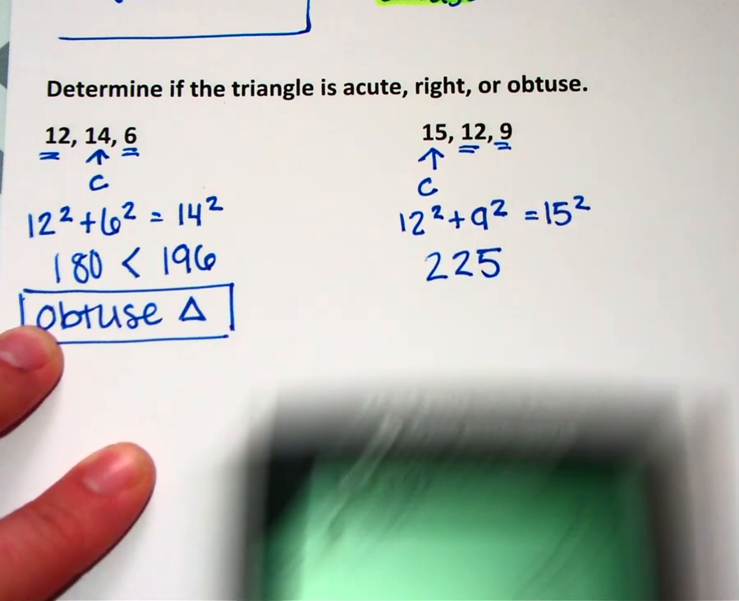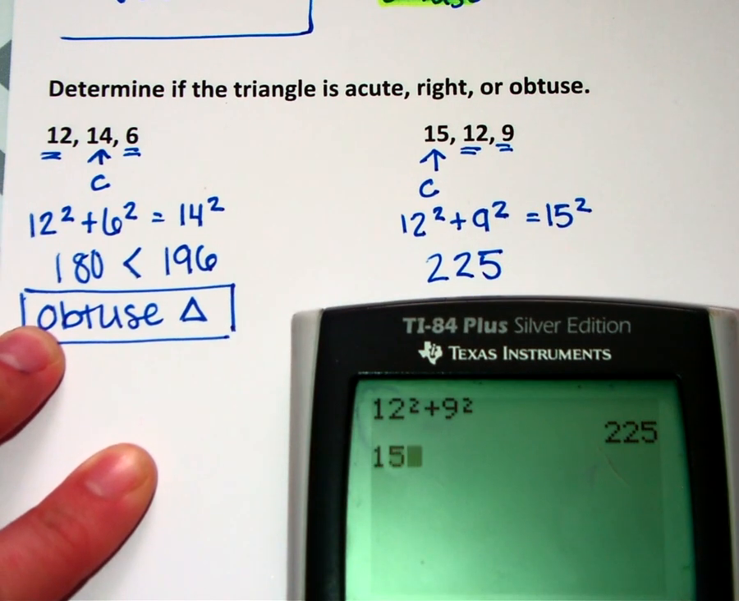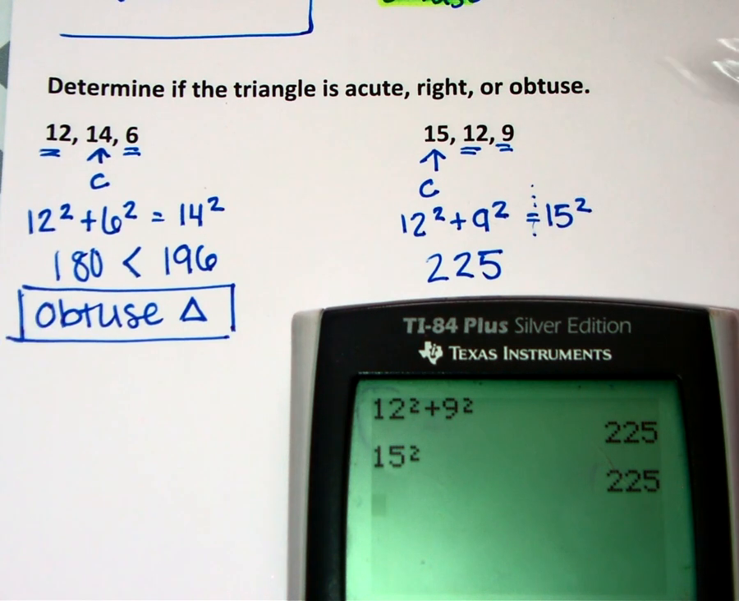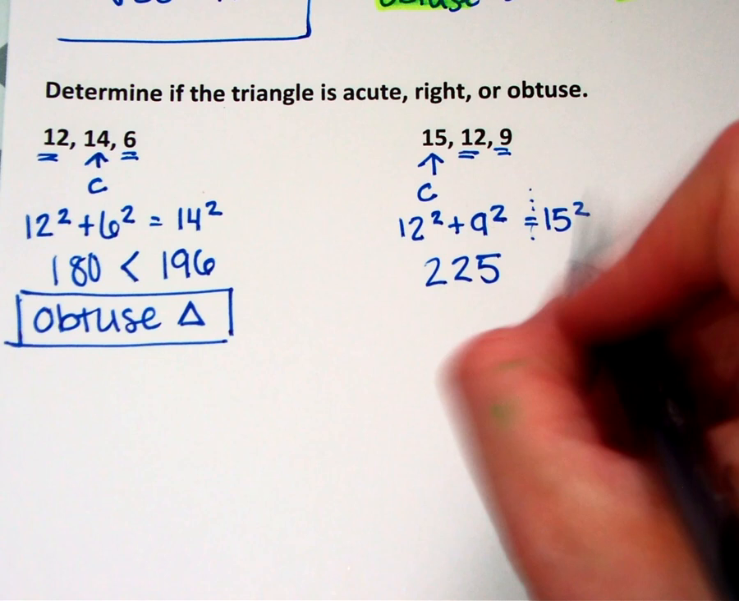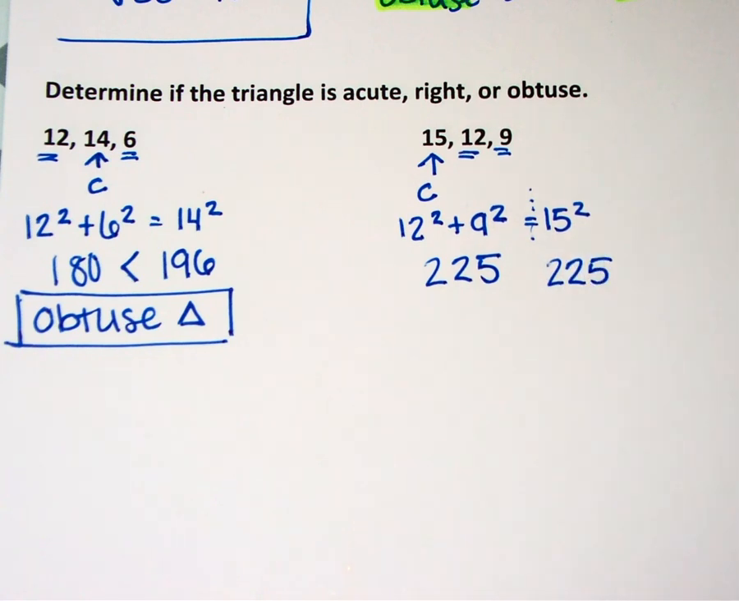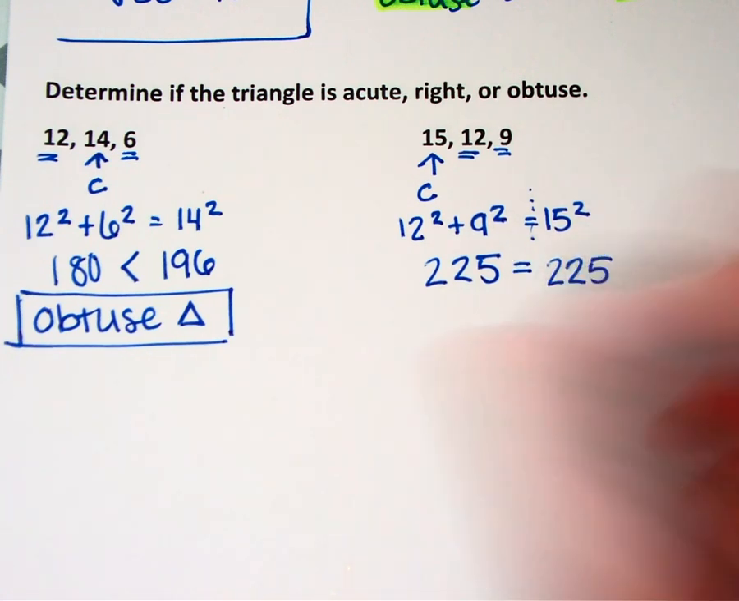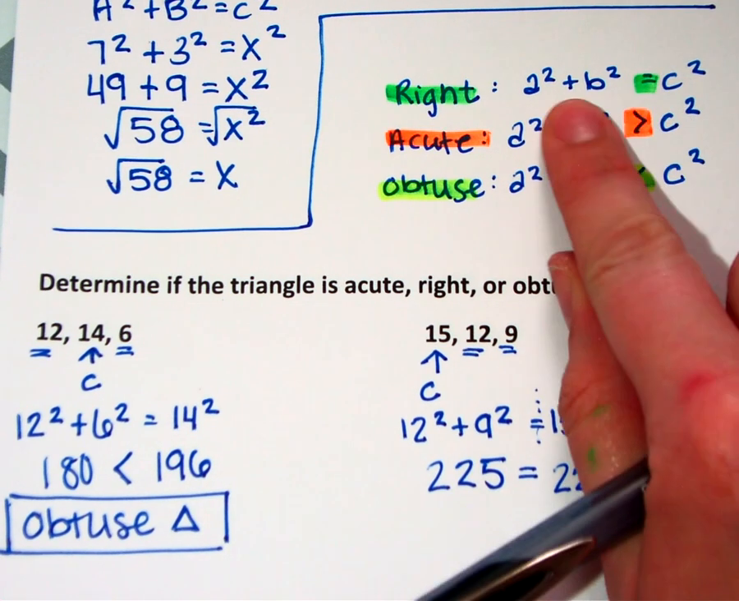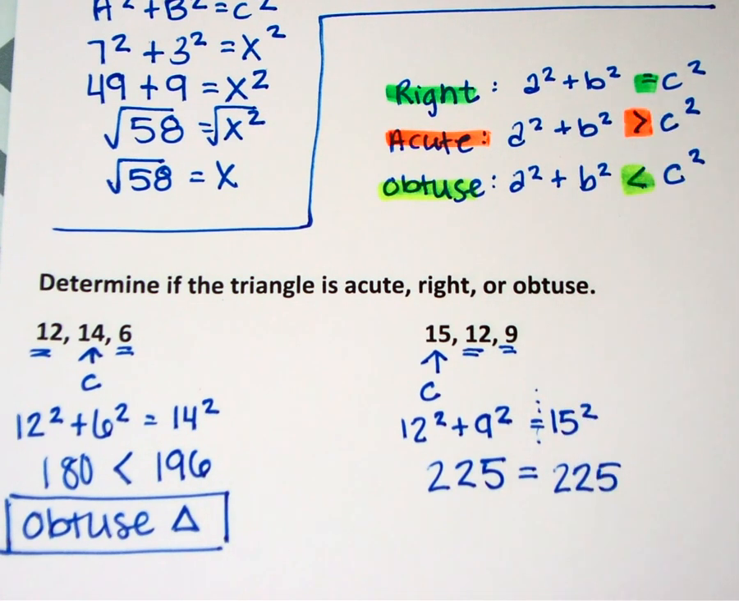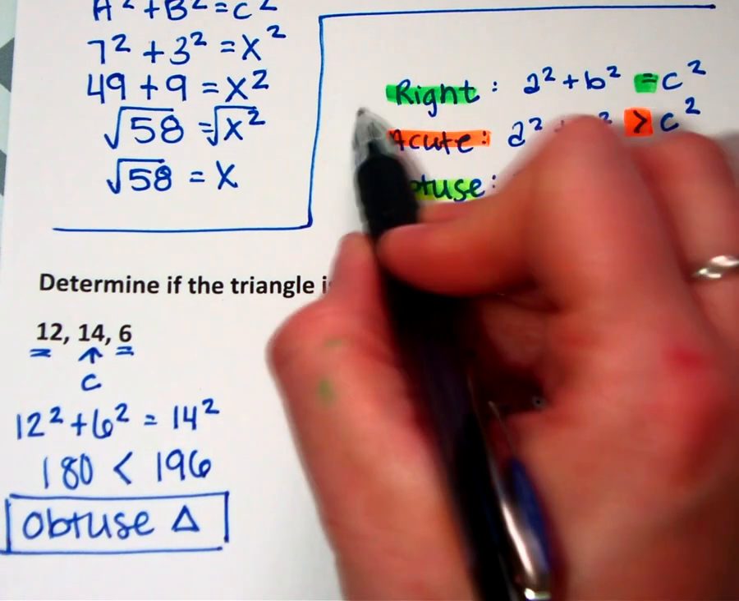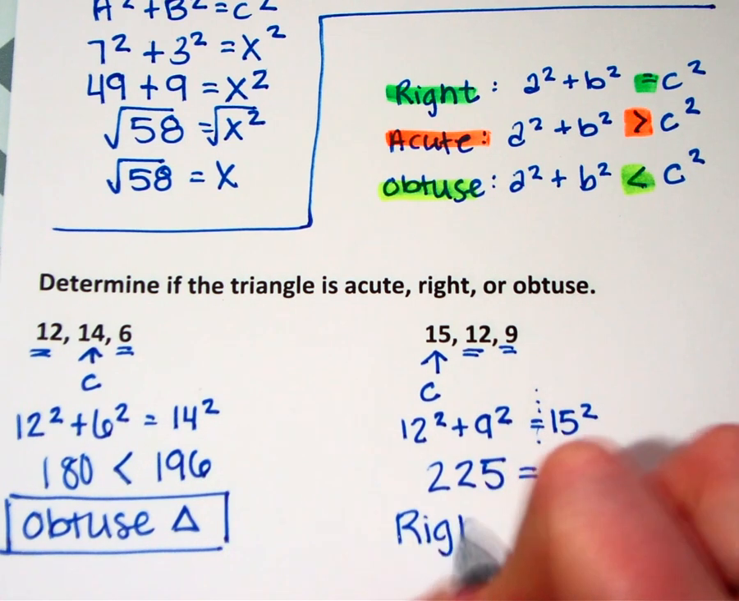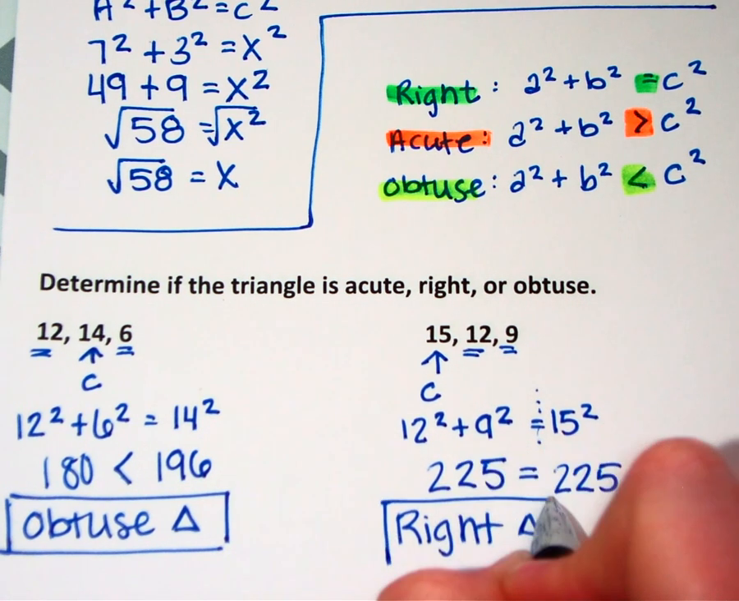Then I'm going to do my 15 squared separately because the equal sign kind of broke it up. I'm doing half and half. And notice how we also got 225. 225 is equal to 225, and if we get the same number on both sides, if A squared plus B squared does in fact equal C squared, that means the triangle is a right triangle. So we're going to classify this as a right triangle.